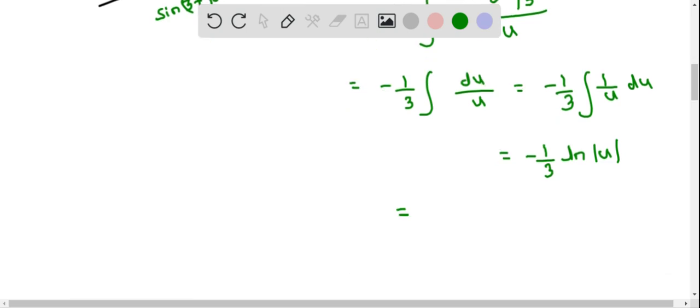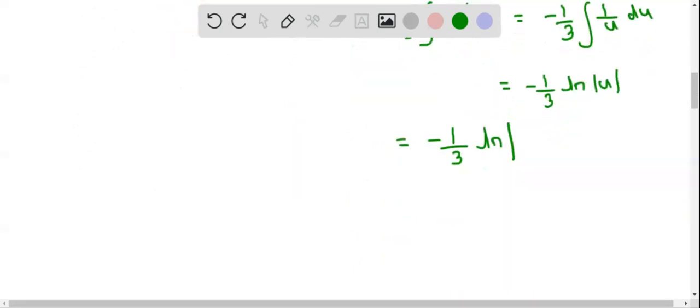Now let's do the back substitution for u. So this becomes negative 1/3 natural logarithm of u, and u is cosine 3t. So we replace u by cosine 3t. And therefore this one is u1.